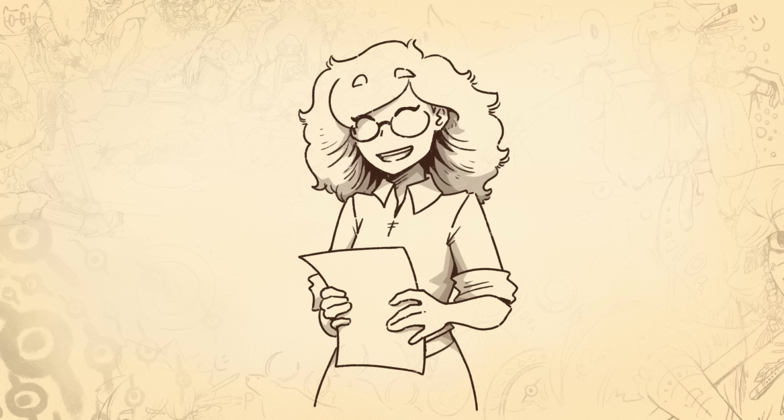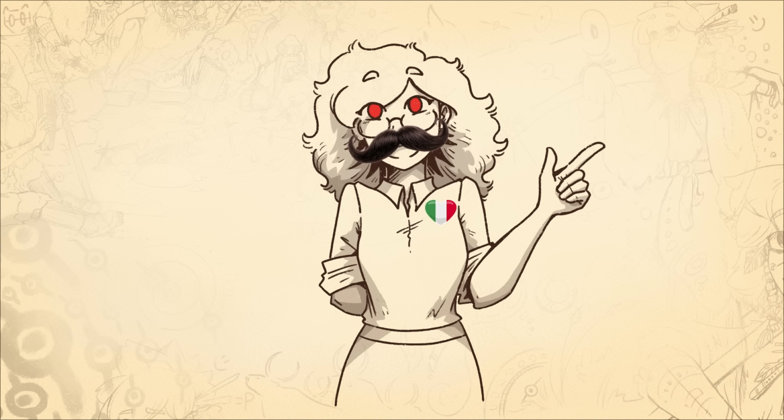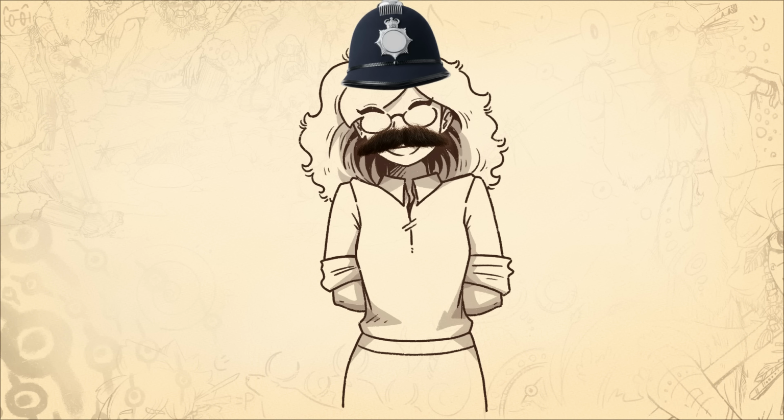The third concept is discounting. In practice, we humans assign a lower value to what we may obtain in the future compared to what we can obtain in the present. In Italian, there's an expression that translates to better an egg today than a hen tomorrow. And in English, we have something similar.